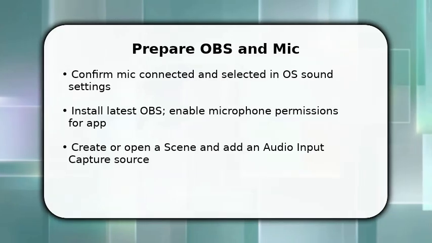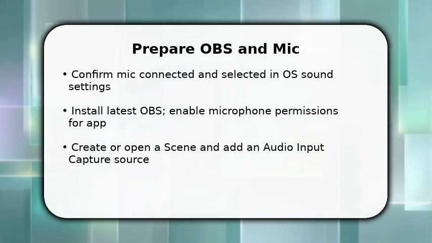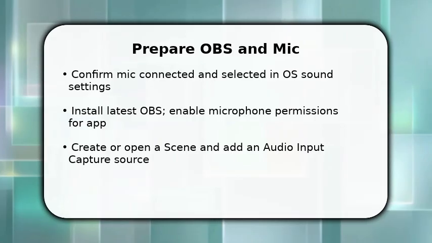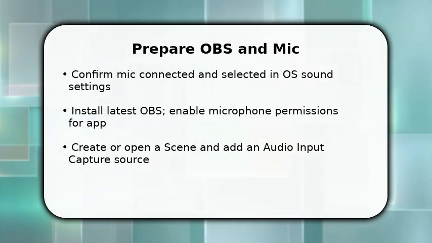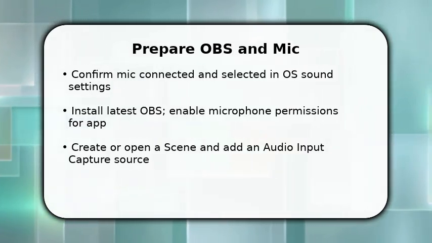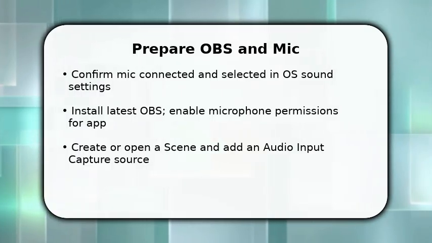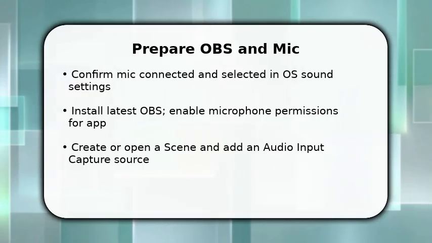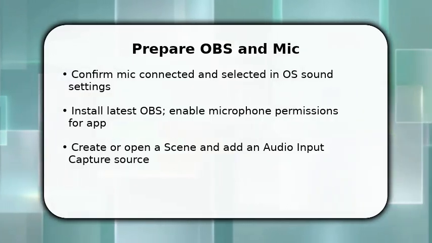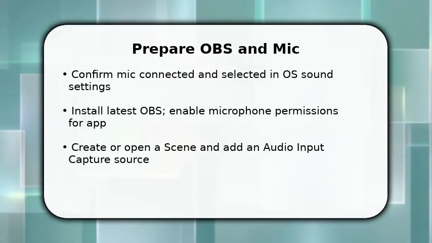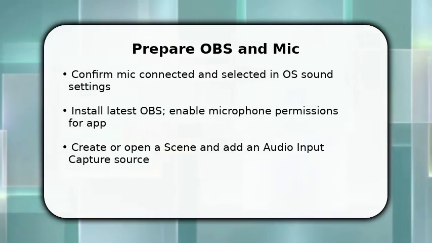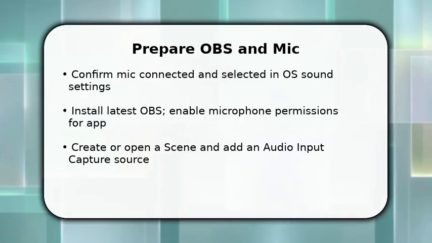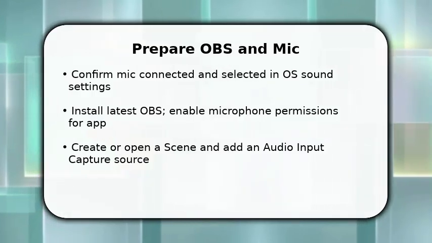Enjoy the video. You're starting by preparing OBS and your microphone so recording is predictable. First, plug in and verify the mic in your system sound panel. Make sure gain and mute are correct. Open OBS, create or select a scene, then add an audio input capture source and choose your device. Once done, label the source clearly so you don't confuse inputs later, and make a quick test recording to confirm levels before moving to routing and advanced settings.